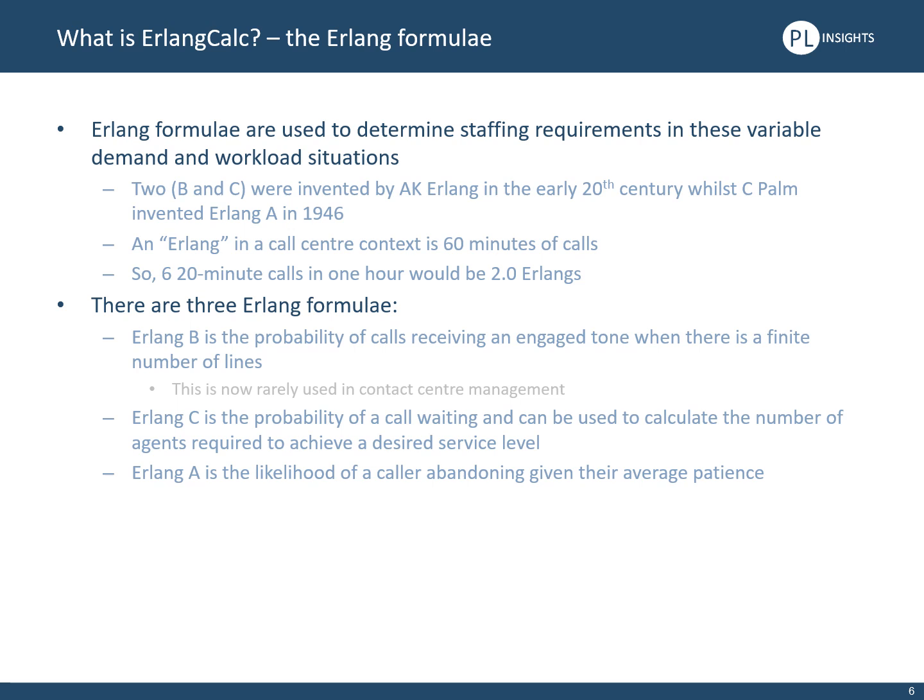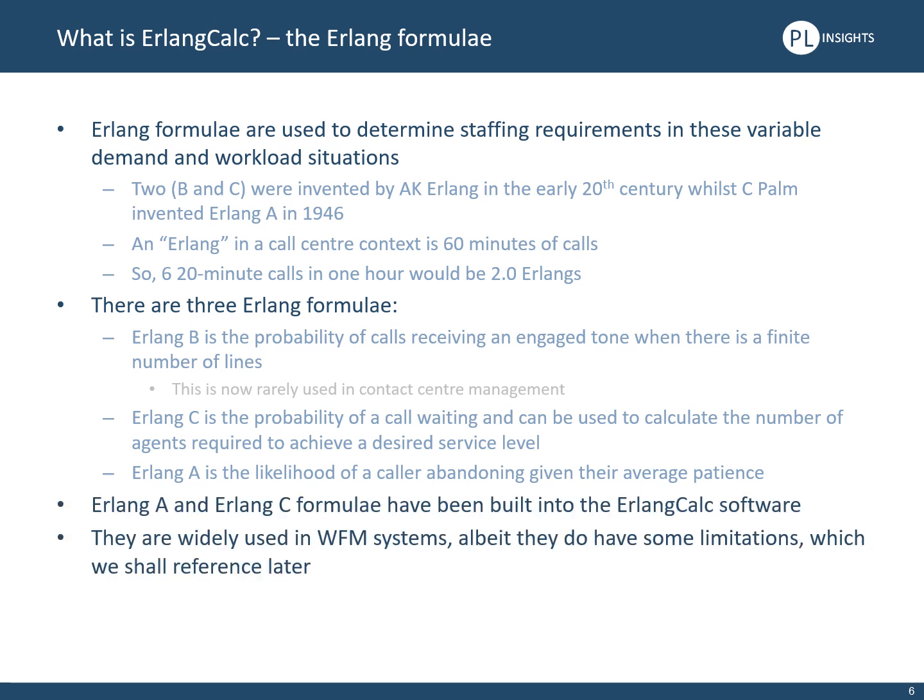There are 3 Erlang formulae. Erlang B is the probability of calls receiving an engaged tone when there's a finite number of lines. We don't tend to use that one too much now because it's not normally a constraint. Erlang C is the probability of a call waiting and can be used to calculate the number of agents required to achieve a desired service level. And Erlang A is the likelihood of a caller abandoning given their willingness to wait. It's Erlang A and Erlang C that have been built into the ErlangCalc software.